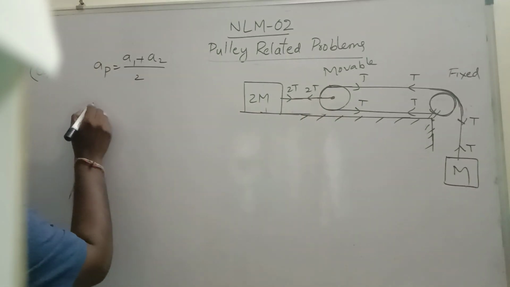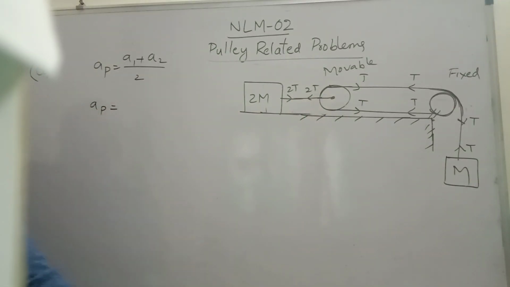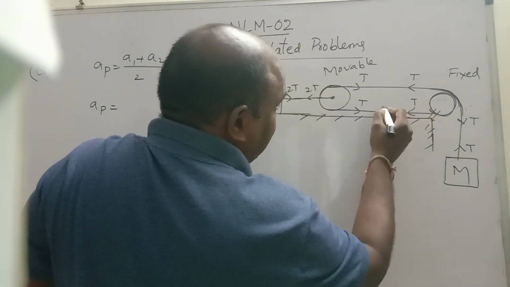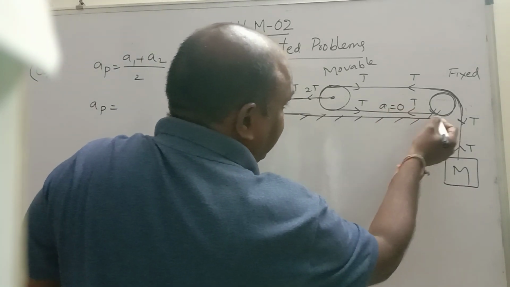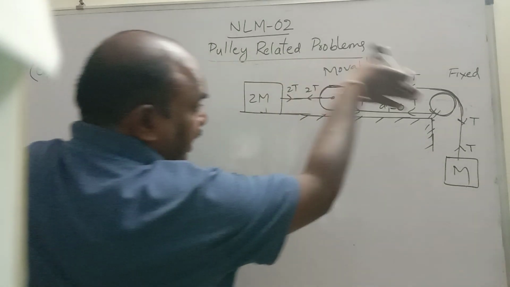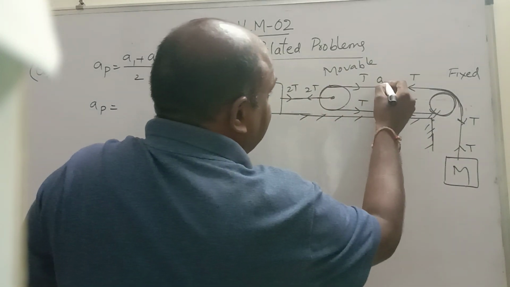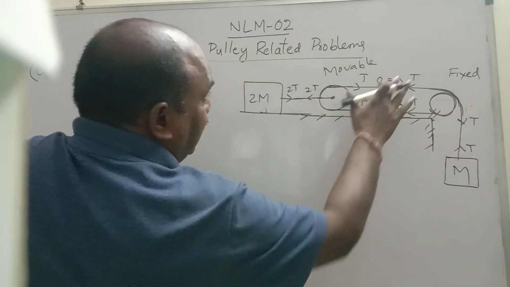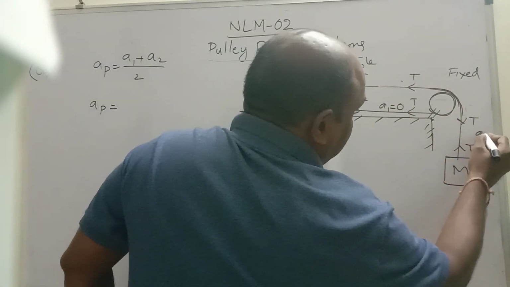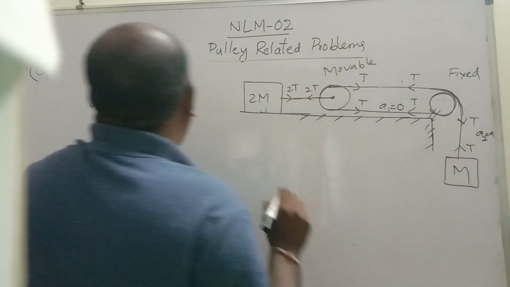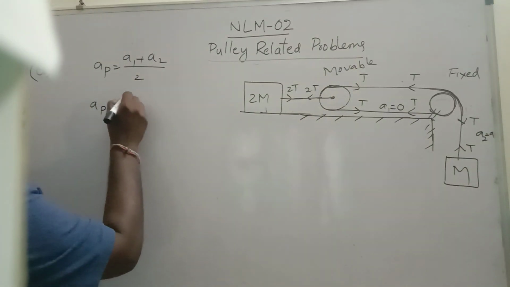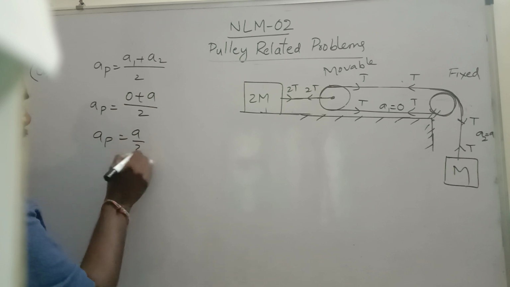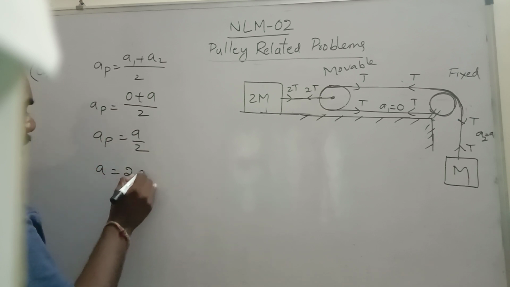So let the acceleration of the pulley be A, equal to (A1 plus A2) by 2. A1 means acceleration of this string. A1 is equal to 0, because it is fixed here. A2 is sliding downwards. Let us consider A2 is equal to A. Now, 0 plus A by 2, so acceleration of the pulley is equal to A by 2. A is equal to 2 into ap.